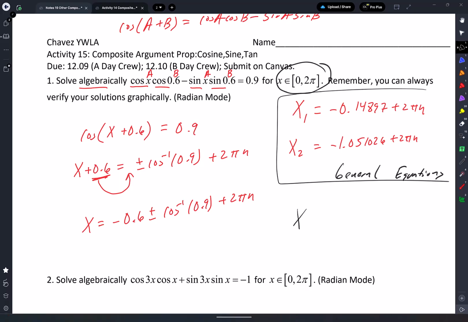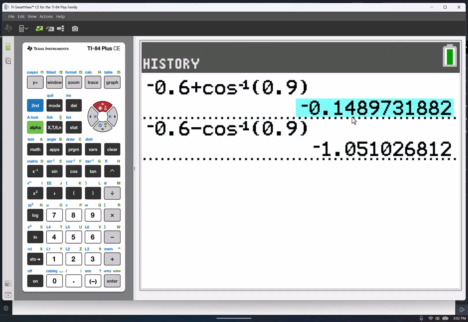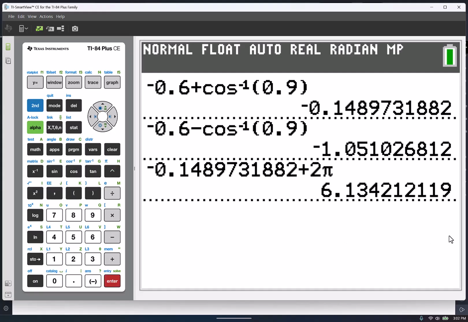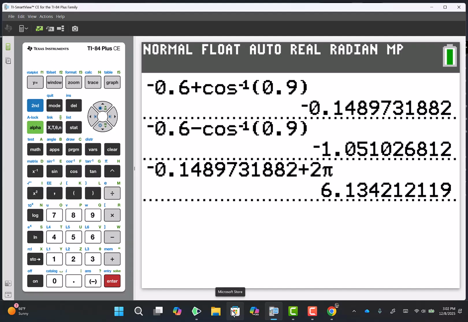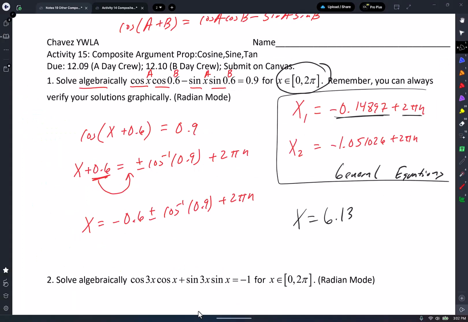So here it is. I'm going to write x equals, so this is not an answer because it's not between 0 and 2 pi. But if I add 2 pi to that, I'm going to get an answer. So I take my calculator, scroll up to the negative 0.14, push enter and go plus 2 pi. And there it is. This is an answer. 6.13421, comma.